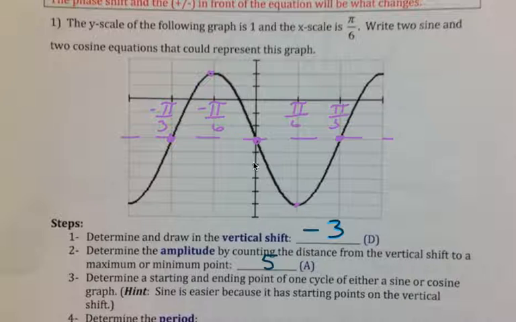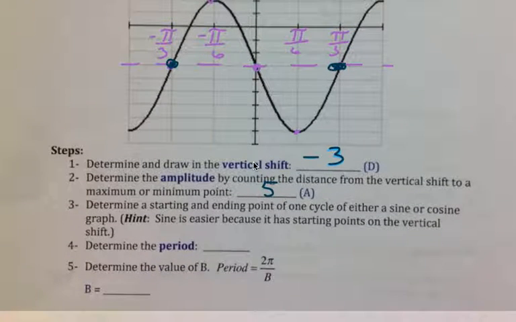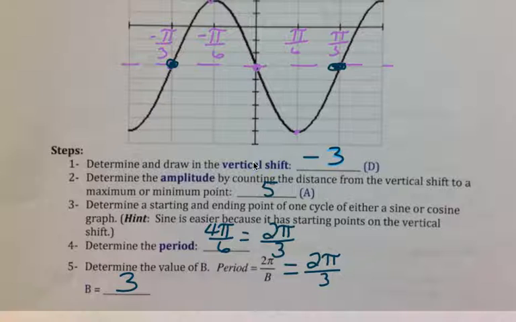Now the period. The period is how long it takes to go through one cycle. I always like to use the sine graph to figure out the period. So I'm going to count the distance between that starting and stopping point. 1, 2, 3, 4. So it ends up being 4 pi over 6, which is the same as 2 pi over 3. And the nice thing about this is if I set it equal to 2 pi over b, you don't even need to cross multiply, because you can see that the b value is going to equal 3.